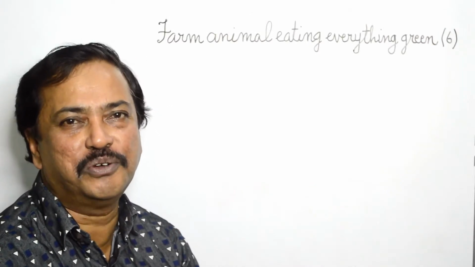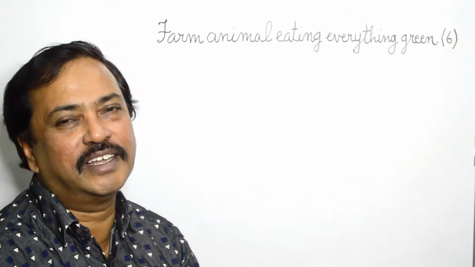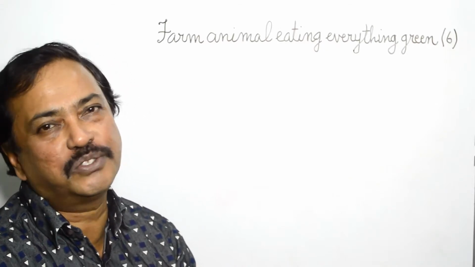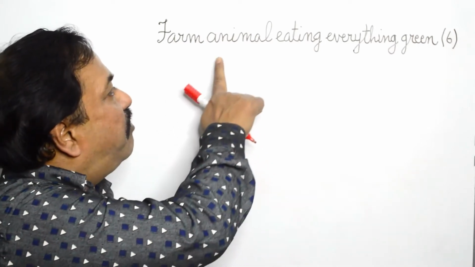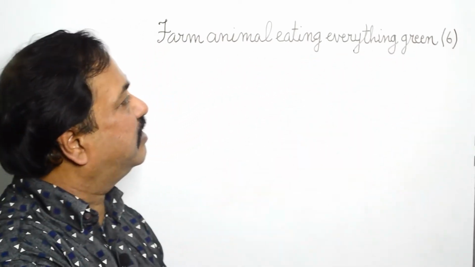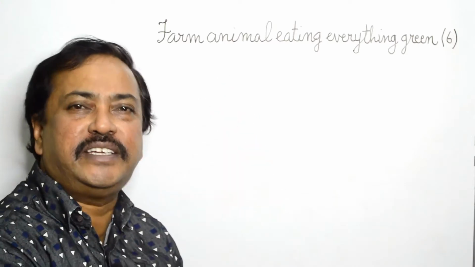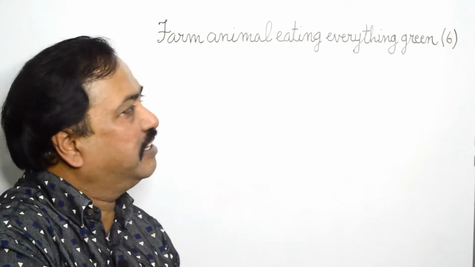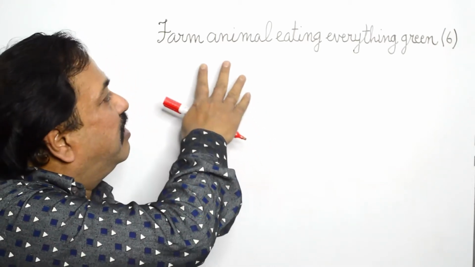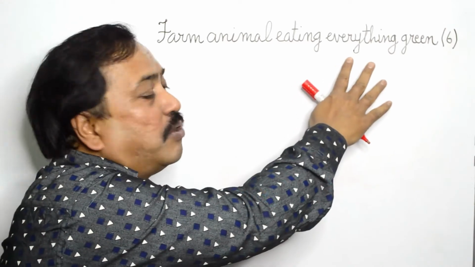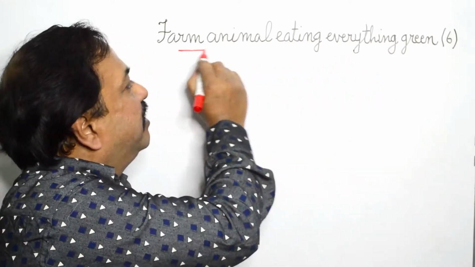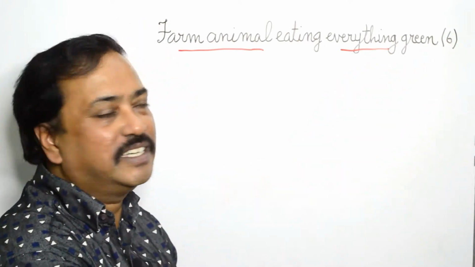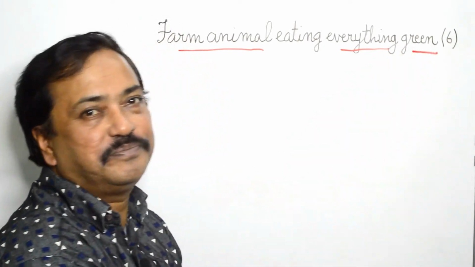Before we start working on the clues, let me tell you one thing, that we'll have to work on both the parts, the X part and the Y part. So let's take our first clue. Farm animal eating everything, green. Now farm animal eating everything means farm animal taking inside everything. We have to simplify farm animal as also we have to simplify everything. Because this is asking for a 6-letter word and green is our definition here.